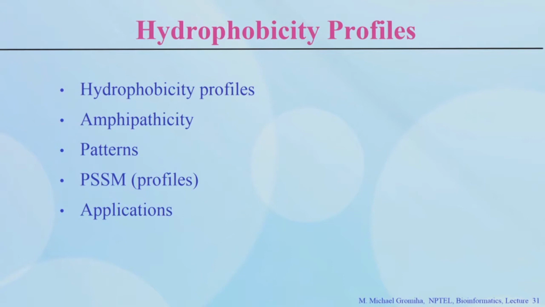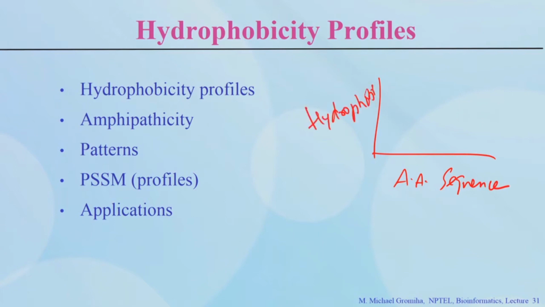Then we did the heterogeneity profile. What is heterogeneity profile? You can see the amino acid sequence and the hydrophobicity. So, here you can see the hydrophobicity. For each amino acid, for example, this A, T, S, L, T, S, you can get the values and get the profile, this hydrophobicity profile.